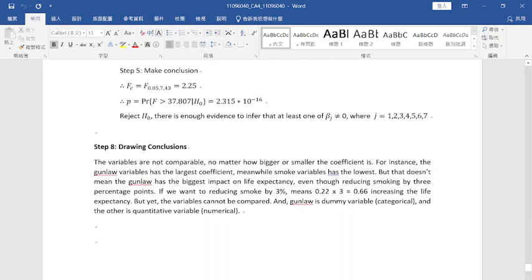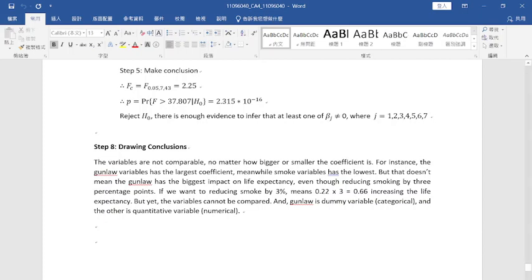And for the conclusion, the variables are not comparable, no matter how big or small the coefficient is. For instance, the gun law variable has the largest coefficient in that model. Meanwhile, the smoke variable has the lowest coefficient, but that doesn't mean that the gun law has the biggest impact on the life expectancy.